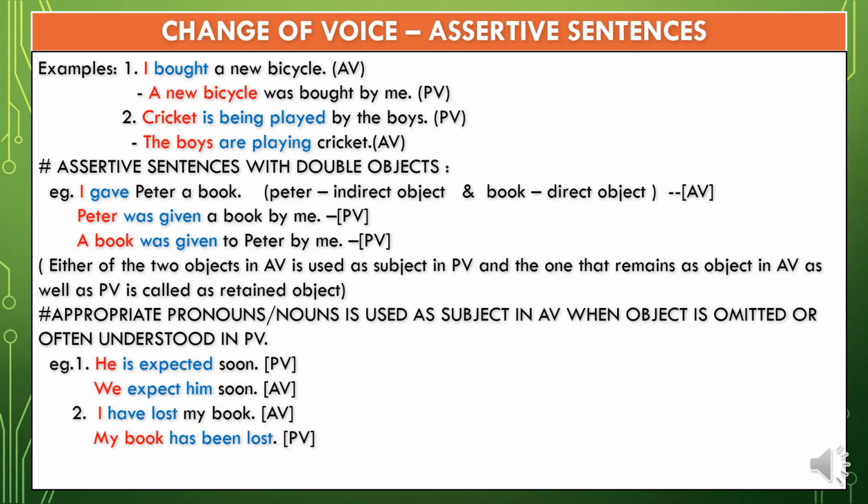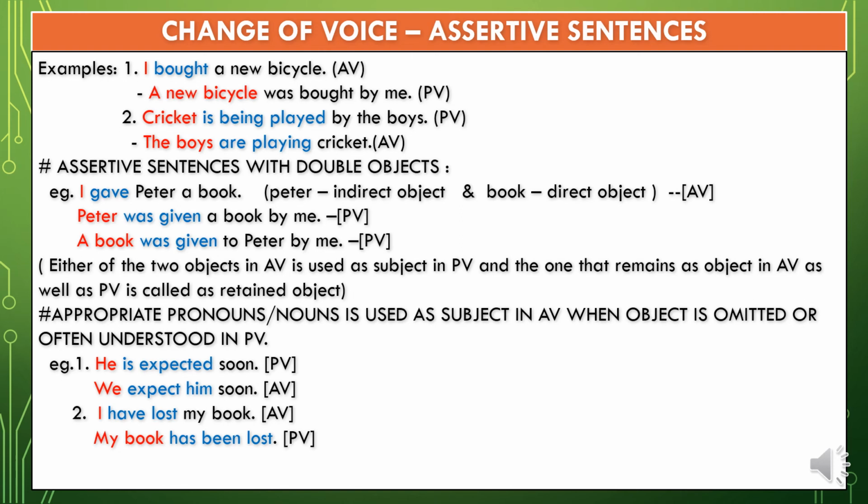And as there are two objects, we can make any one of these two objects the subject of the passive voice. Peter was given a book by me, or a book was given to Peter by me. So any one of the objects you can make the subject in the passive voice.